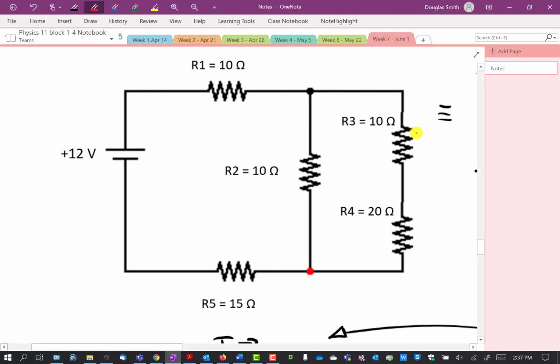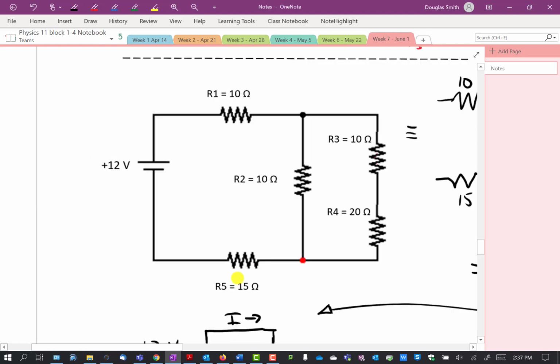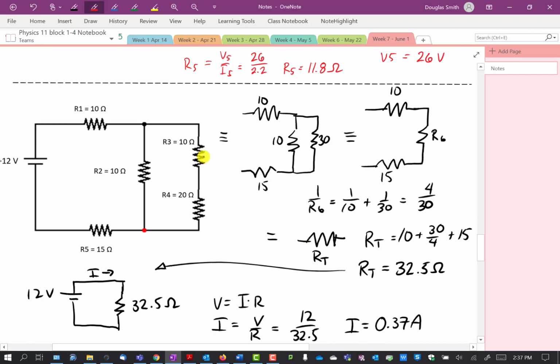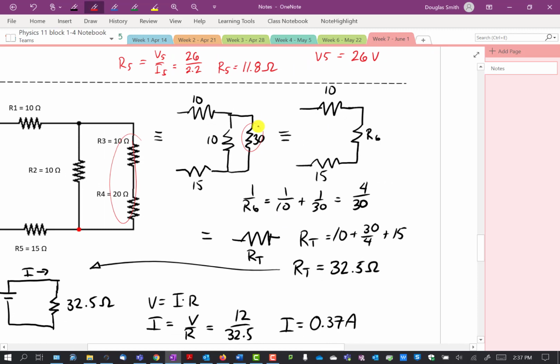So the first thing I can think of is I can find the equivalent resistance of these two just by adding them. So I add those, that would be 30 ohms. And then I have a parallel circuit, so I'd find the equivalent resistance there. And then I'd end up with 3 resistors in a row, and I could find that equivalent resistance. So in fact, that's what I did here. These equal that. So then what I did is I replaced this parallel circuit with just 1 R6.